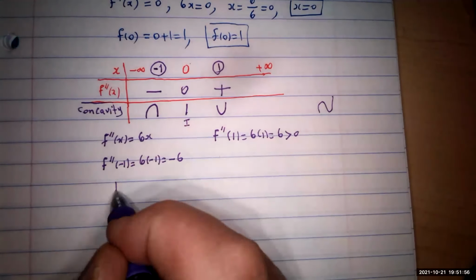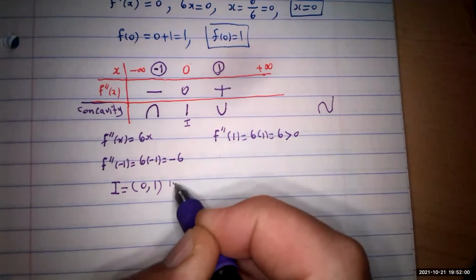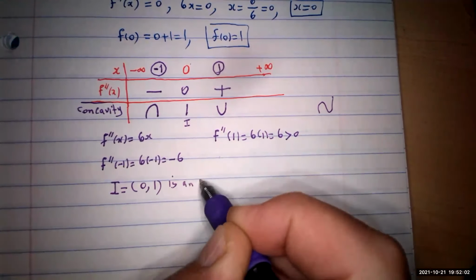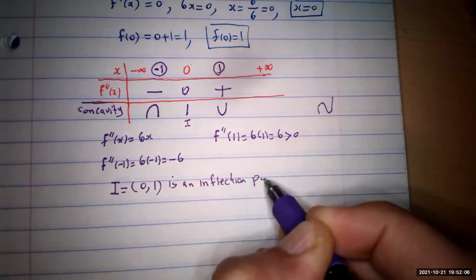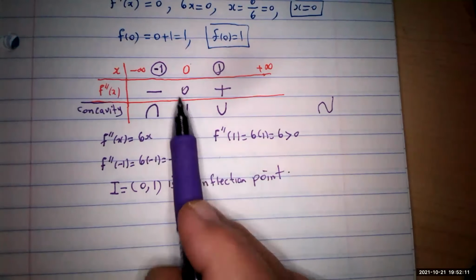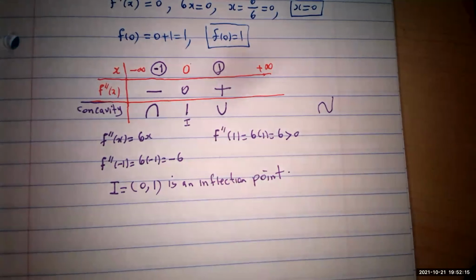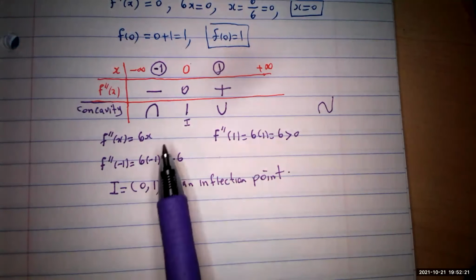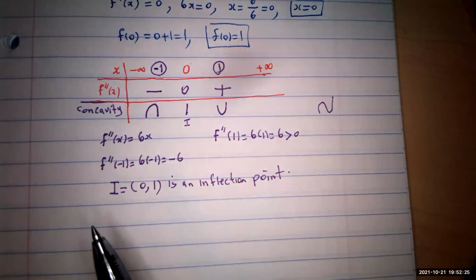So we can say that (0, 1) is going to be an inflection point. If you test the numbers and the concavity is the same, both curving upward or both curving downward, then you are not going to get an inflection point. So it's not the case that you will always get inflection points.